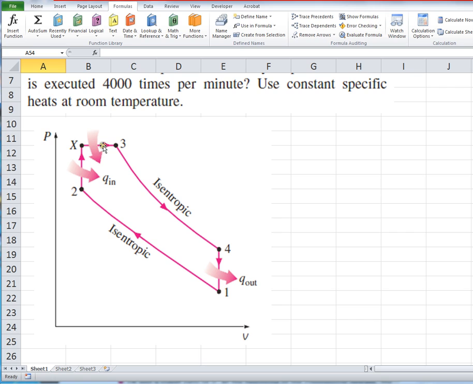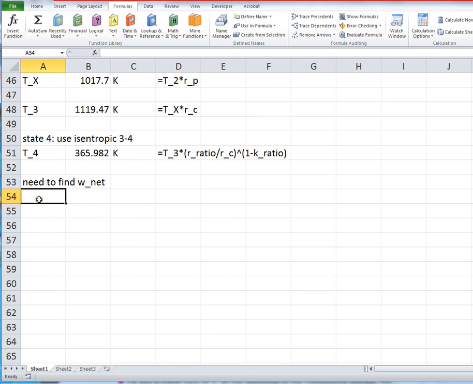But where's the heat transfer? Obviously 2 to X and X to 3 and 4 to 1. And where's their work? Well, there's work in 1 to 2 and 3 to 4, but don't forget there's also work done in X to 3. So it seems like either way we've got to analyze 3 processes. But let's go down the heat transfer road.